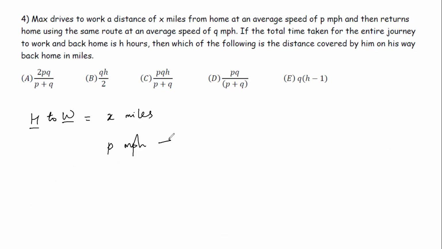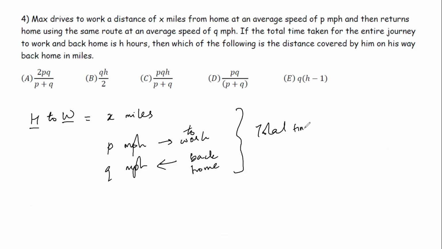So going to work, and back home at q miles per hour. If the total time taken for the entire journey to work and back home is h hours, so total time to and from work is equal to h hours, then which of the following is the distance covered by him on his way back home in miles?